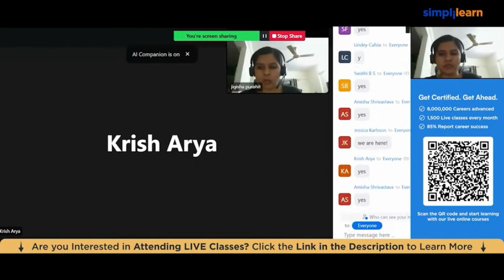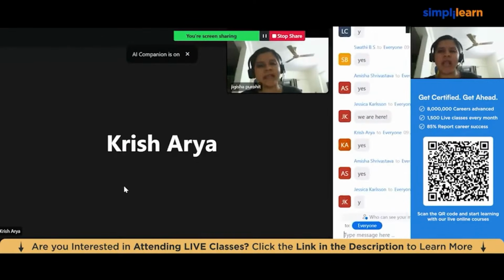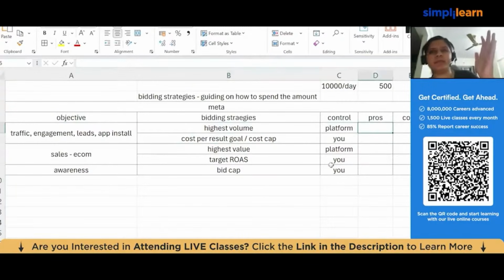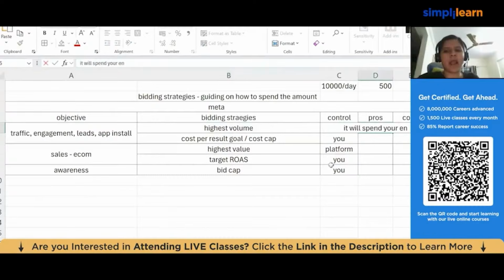Okay, now both the bidding strategies have their own pros and cons. I'm not saying that one bidding strategy is better than the other. Each of them would have their own pros and cons. First, let's talk about highest volume. The positive point of this bidding strategy is that it will spend your entire budget quickly. This bidding strategy is good at spending your amount.